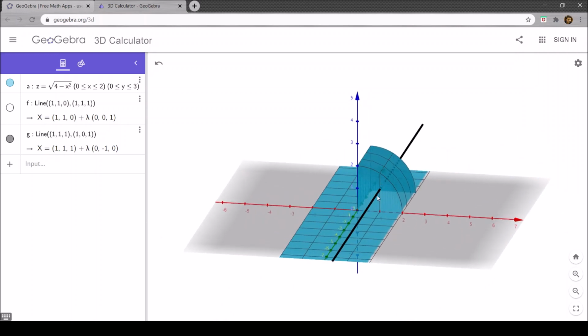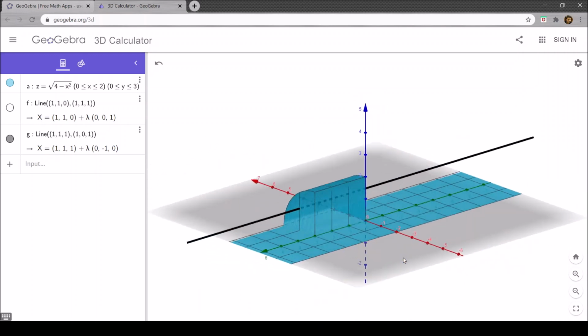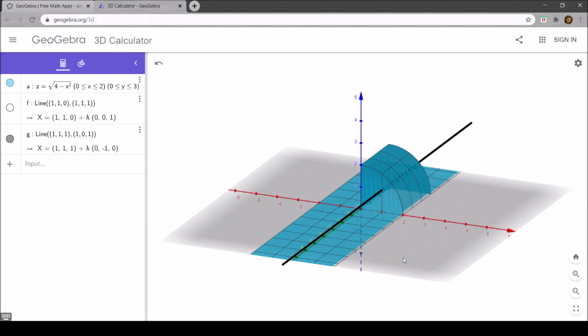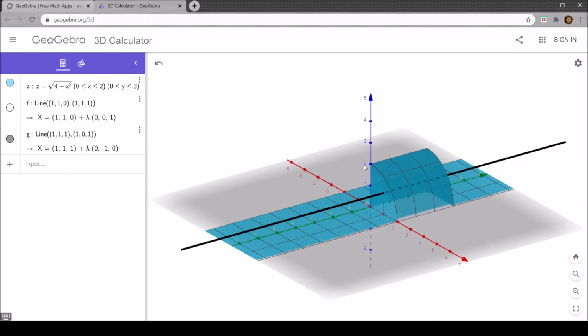As you can see, it is entering from the xz plane where my y is always 0, and it is coming out from the y equal to 3 plane. So therefore the limits of y were 0 to 3, and when you project this, you get this part of the curve, the quarter of a circle in the xz plane, and that's what we saw on the whiteboard also. So that's how you can draw the line with the help of this software.